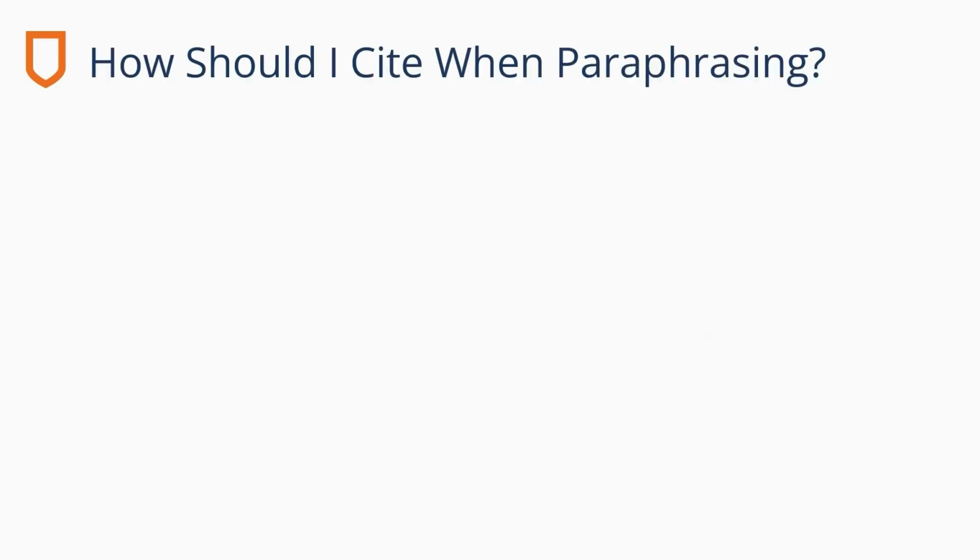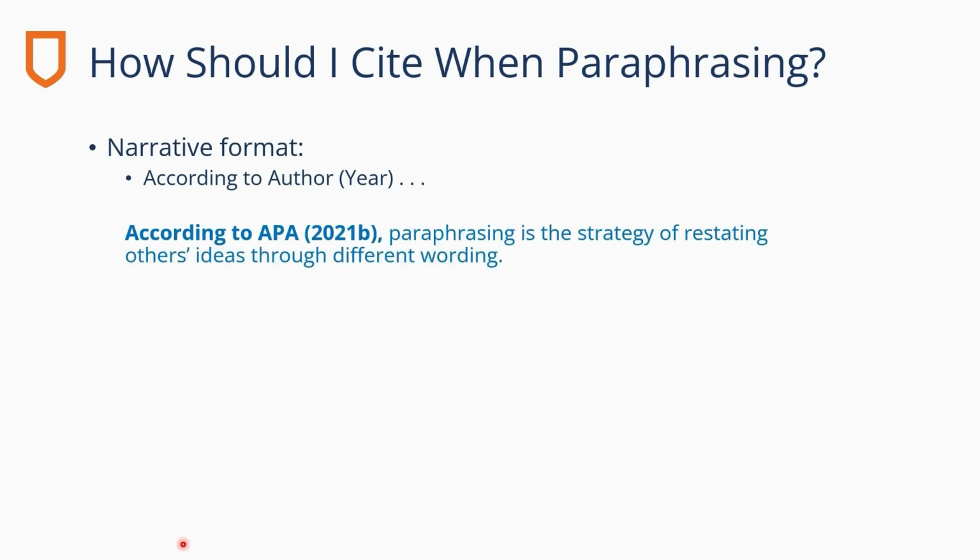There are two formats for citing when paraphrasing or quoting. One is called the narrative format, and that basically means that you're putting the citation into your sentence. It includes the author's name in your sentence, followed by the year in parentheses. Here is an example. According to APA 2021b, you can see the author, the name being embedded in your sentence in a signal phrase such as according to, followed by the year in parentheses.